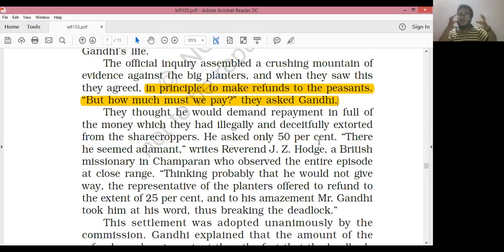So they thought he would ask for all the money they had illegally taken from the sharecroppers. But what was Gandhi's demand? Gandhi only demanded 50%. There he seemed adamant. He was very much bold, very much strict with his words. This is written by Reverend J, a British missionary in Champaran, who observed the entire episode at close range. So he writes that Gandhi was quite adamant, and this man writes this in his book about Gandhiji.